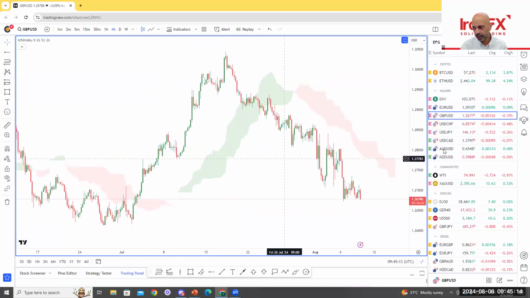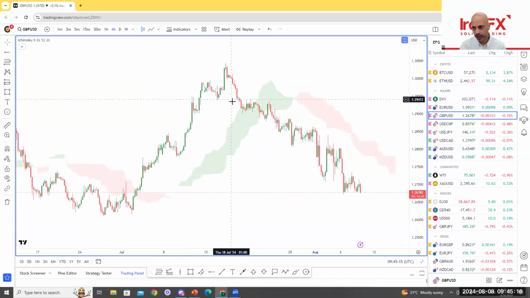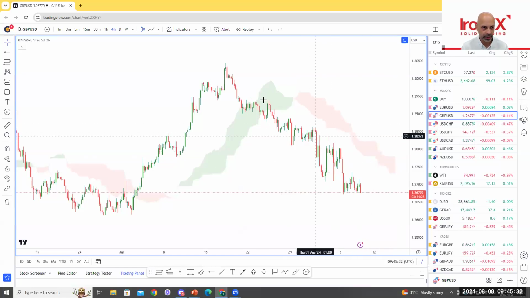Very clearly, we can see cable, or pound dollar, has been in a clear downtrend. We see a very distinct series of lower highs and lower lows, and the Ichimoku cloud has transitioned to red as well. Of course, with cable trading underneath the bearish Ichimoku cloud, it indicates the strength of this bearish momentum.